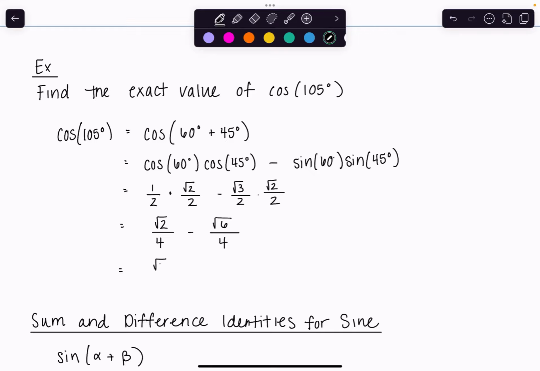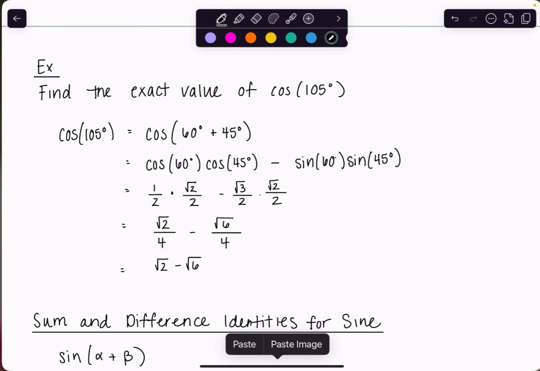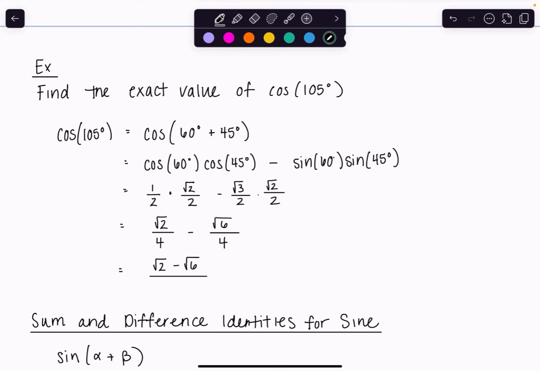And then combining those, because they have the same denominator, the exact value of this is square root of 2 minus square root of 6 over 4, okay? So this is the exact value of this angle.